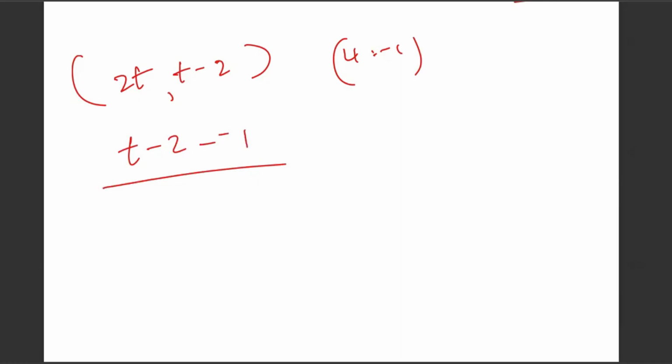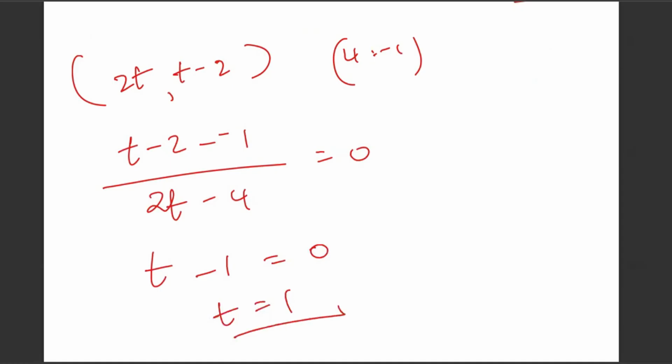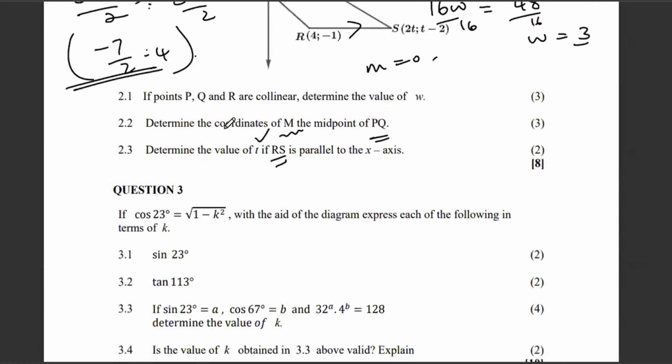So 2t, t minus 2. And then the other one is 4, negative 1. So I'll say t minus 2 minus minus 1 over 2t minus 4 gives me a 0. So the top part will be t minus 1 is equal to 0. So t becomes just 1. So that's what was meant to be done for the 2 marks.